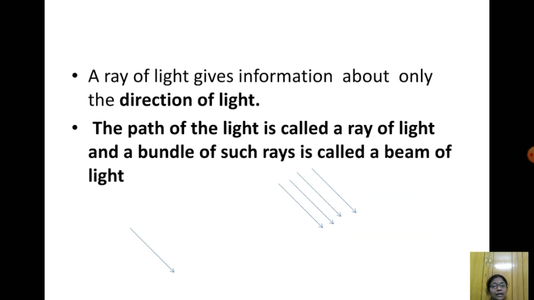So a ray of light gives the information about the direction of the light. It is the path of the light which is called the ray of light. And such rays put together, we call a beam of light.